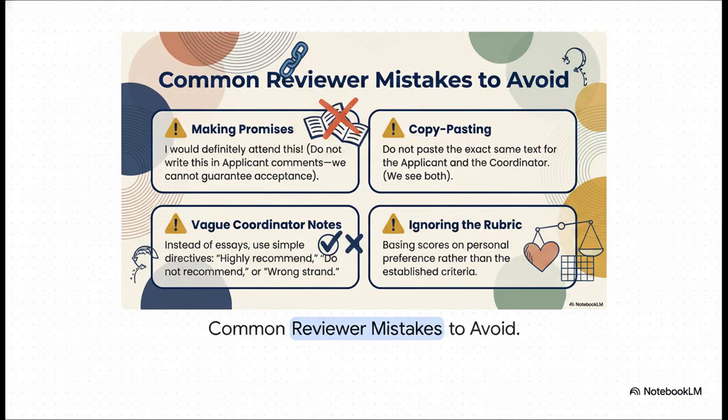While we're talking about feedback, let's highlight a few common traps you definitely want to avoid. First, never make promises. Do not write, "I would definitely attend this," in the applicant comments, because frankly, we just can't guarantee their proposal will be accepted. Second, do not copy-paste the exact same text for the applicant and the coordinator. We have separate boxes for a reason. Third, avoid leaving super vague notes to the coordinator. Give us simple, clear directives like "highly recommend." And finally, never ignore the rubric.